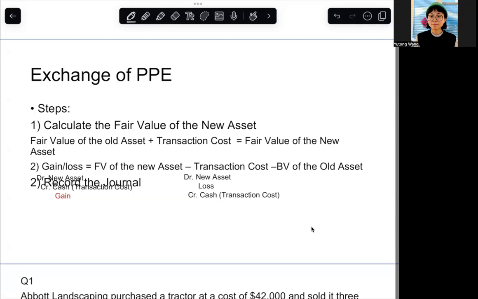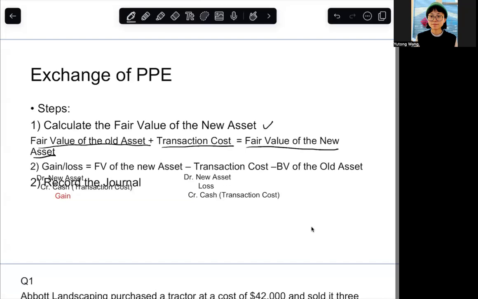The first is to calculate the fair value of the new asset, which equals the fair value of the old asset plus the transaction cost, the cash you paid to complete this transaction. So why wouldn't we use the market value of the new asset? Because you remember it's a transaction between two parties.